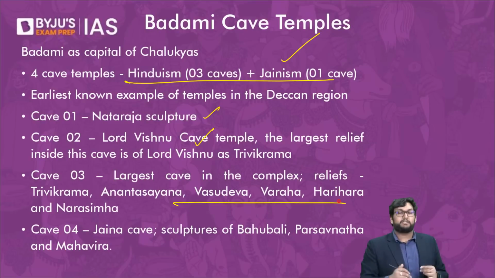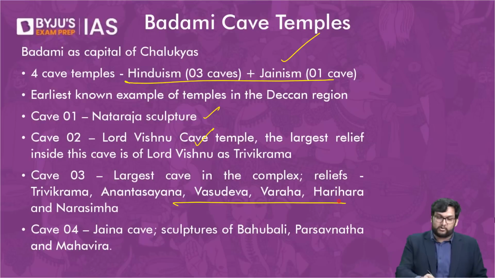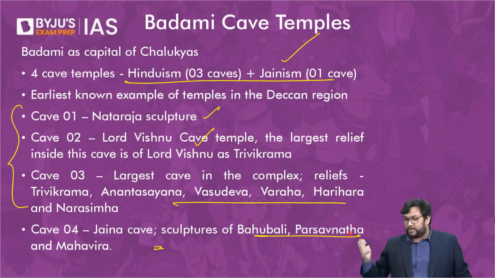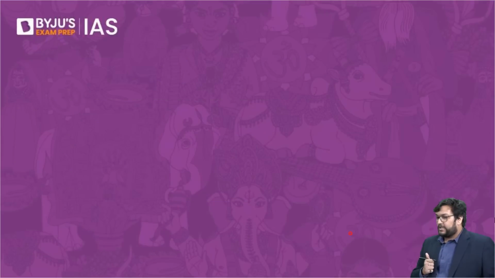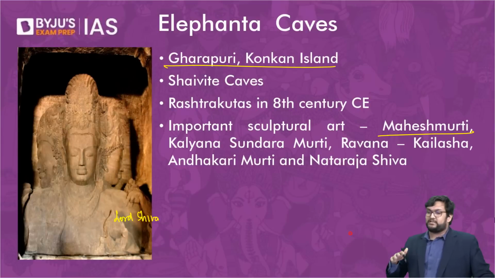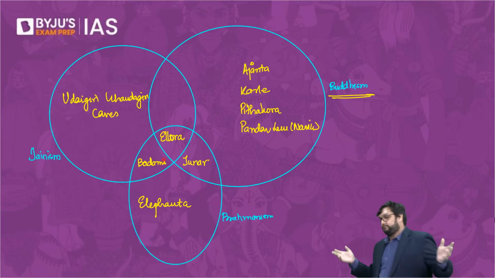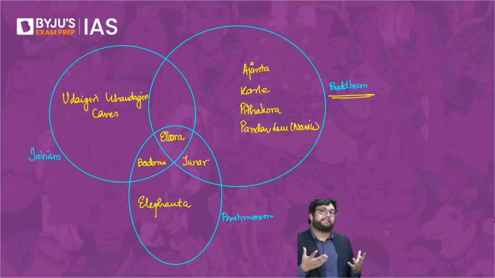Third is related to the Tirthankar. The third is also related to Hinduism. Fourth is related to the Tirthankars such as Bahubali, Parsvanath, and Mahavira. So what I do with all this information, which will mostly make you sick, is I add this and my job is done. This is what you do with cave architecture.